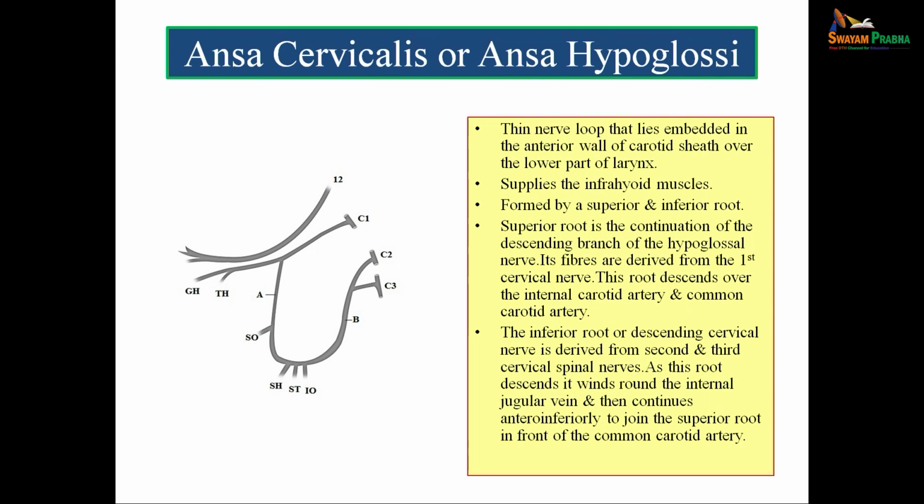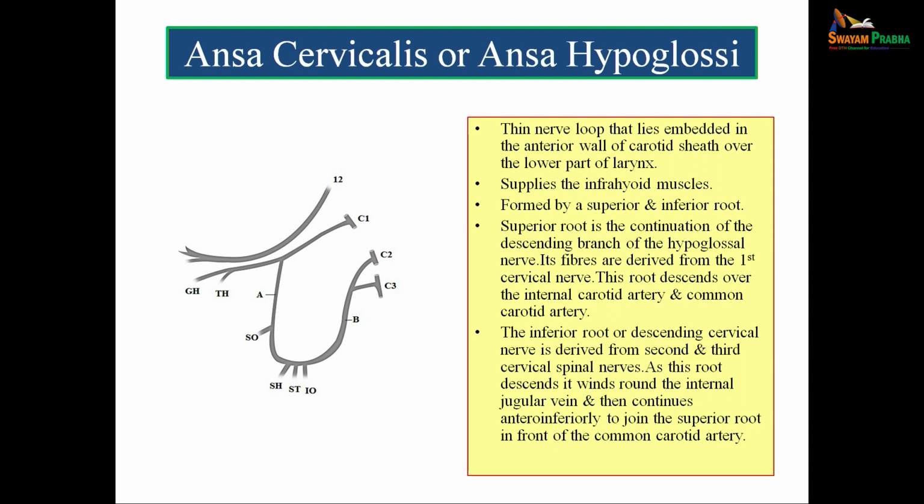So, this ansa cervicalis lies in the anterior wall of the carotid sheath. So, this ansa cervicalis is supplying many important muscles, the strap muscles. So, let me describe it in detail. This nerve loop that lies embedded in the anterior wall of the carotid sheath is important as it supplies the infrahyoid muscles.